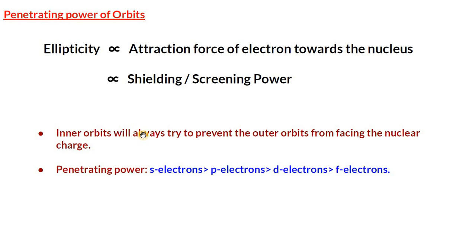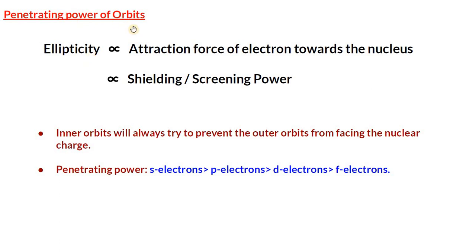So if we make an order of s, p, d, f orbitals or electrons, the s orbital will have the most ellipticity. Then the p orbital will have lower ellipticity, then the d orbital, then the f orbital. So ellipticity decreases in such a way, and since ellipticity is proportional to shielding or screening power, the penetrating power will decrease along s, p, d, f electrons. So this is how penetrating power comes into consideration.